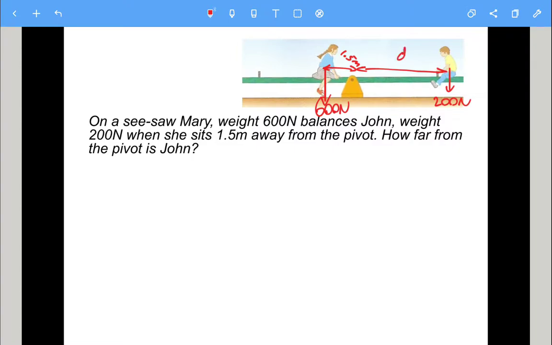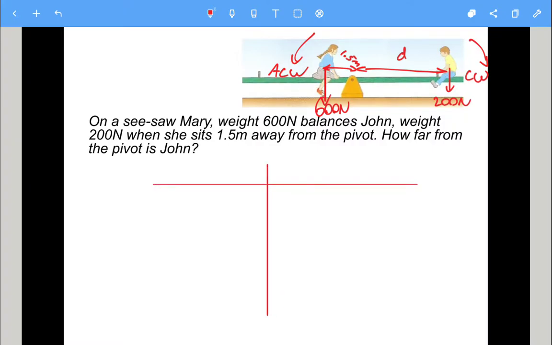So the two turning effects: I'm just going to say that John would go clockwise and Mary would go anti-clockwise. So what I'm going to do is this. Hopefully you find this helpful. I'm going to make a little table, and then I'm going to say the sum of the clockwise turning effects must be equal to the sum of the anti-clockwise turning effects for the system to be balanced or in equilibrium.